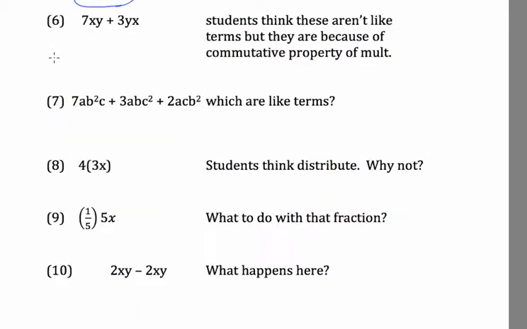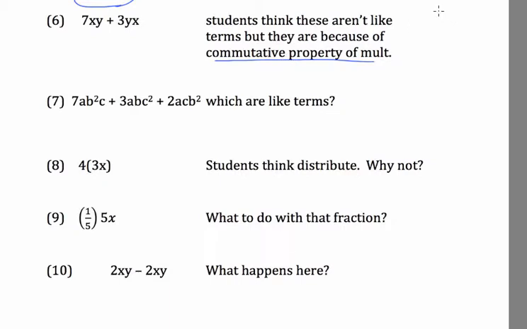I tell students when they're adding like terms that the like terms have to be exactly the same in order to add them. But there's a little catch to that. Look at these two, 7xy plus 3yx. Students think that these aren't like terms because of the order, the xy and the yx. They actually are, because of the commutative property of multiplication. That's a fancy way of saying that it doesn't matter what order you multiply things in.